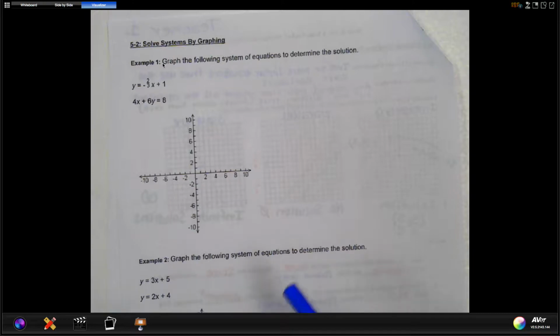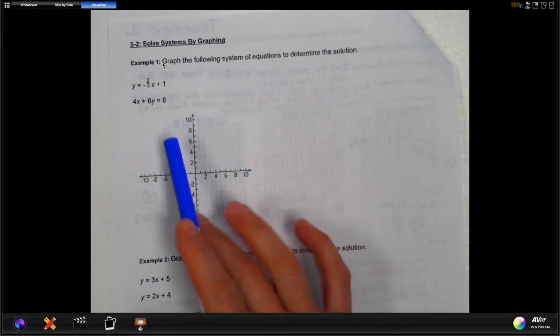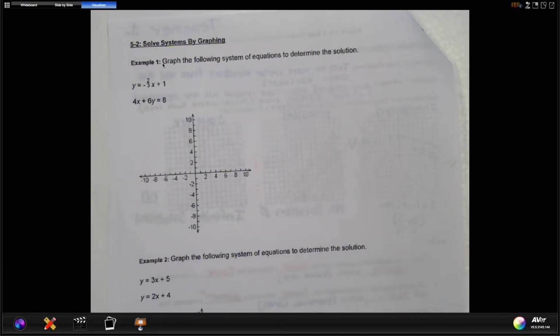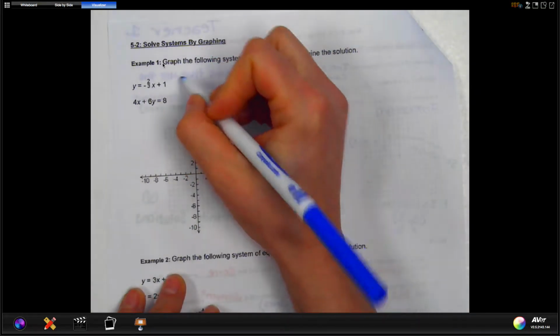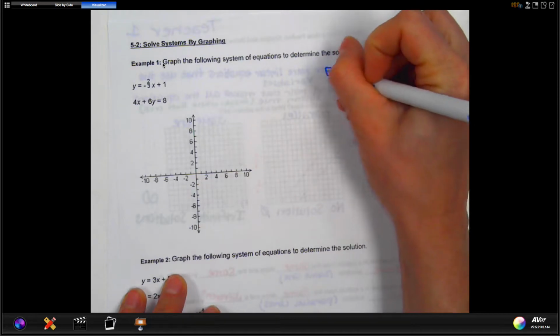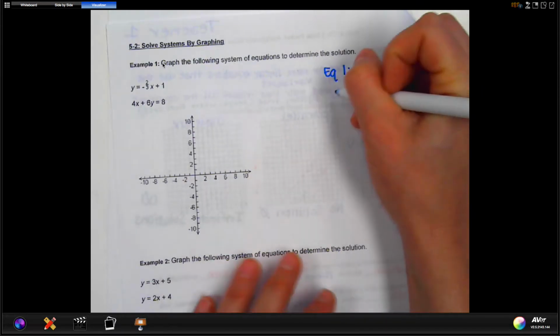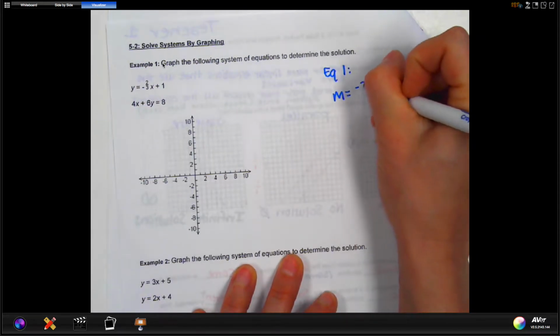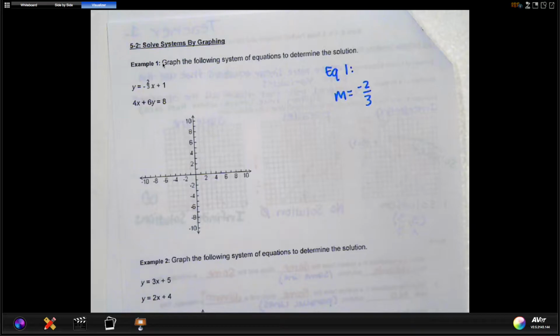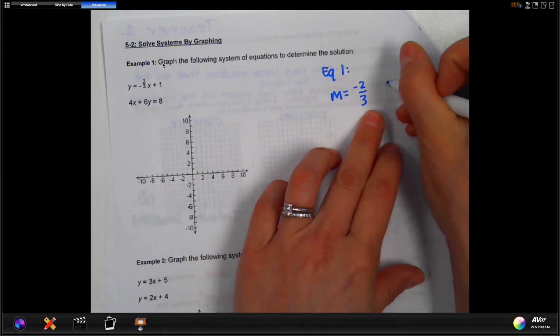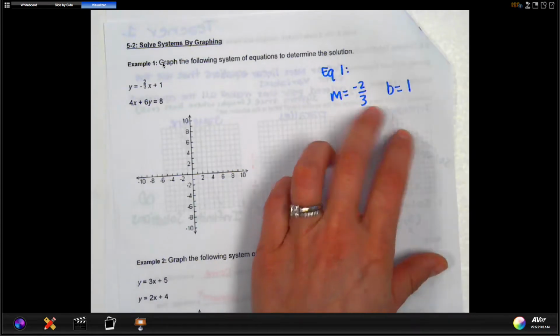So we're going to start on the second page of our note packet where it says 5-2, and we're going to start with example 1. In order to graph, we are going to need a slope and a y-intercept. So let's start with the first equation there. Equation 1, our slope is negative 2/3, and I can say that because it's already in y equals format. Our b, our y-intercept, is going to be 1. So that one's nice and easy.